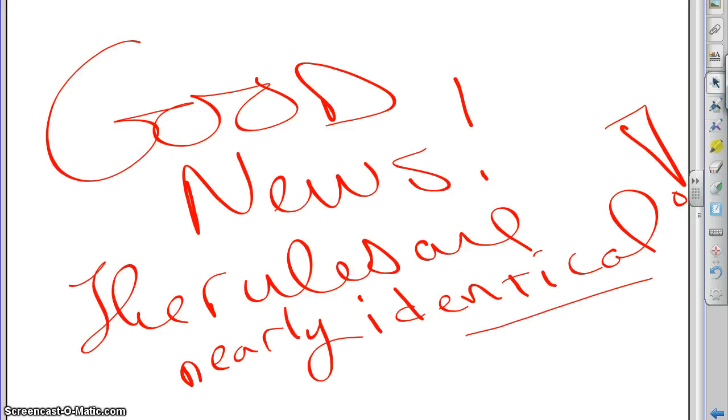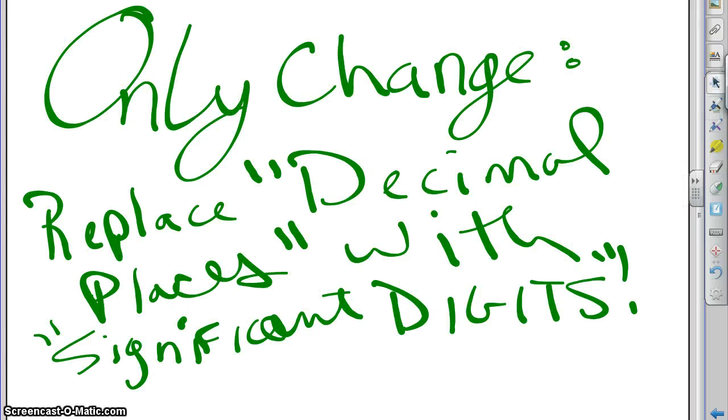Oh wait, nope, nearly exactly the same. The rules are nearly identical. So what were the rules for adding and subtracting? We looked at the digits, we counted the number of digits to the right of the decimal, and the smallest number of that is how many digits to the right of the decimal we wrote in our answer. We're going to follow almost exactly the same rules when we multiply or divide, but there's a change.